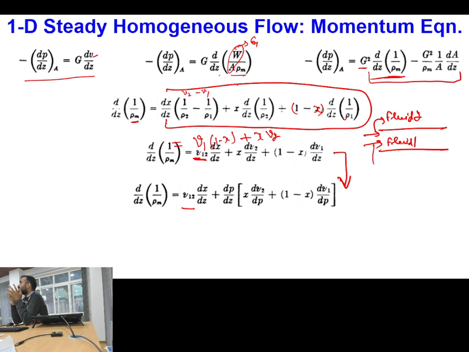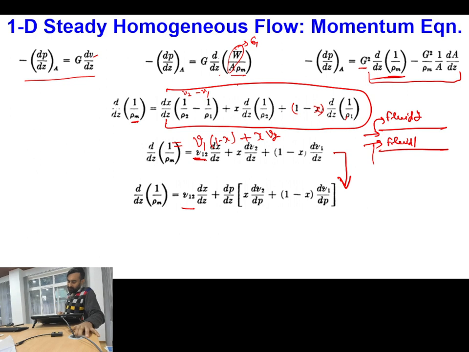For example, in case of a boiler tube or condenser tube. In case of a boiler tube, more vapor is generating, so quality is increasing as you are moving along the length of the pipe. And in case of a condenser tube, as you are moving along the length of the pipe, your quality is decreasing. Okay, so only in the scenarios of phase change heat transfer, you will be experiencing that your quality is actually changing with length. Okay, it is changing along the length.